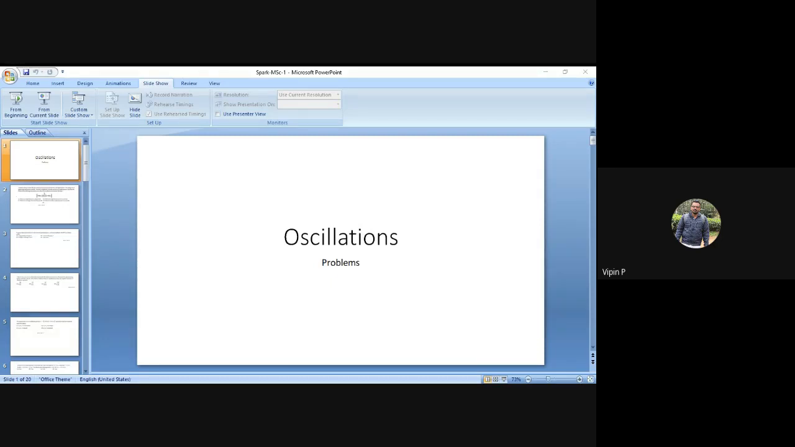Option A, motion is simple harmonic and periodic. Option B, motion is simple harmonic but not periodic. Option C, motion is not simple harmonic but periodic. Option D, motion is neither simple harmonic nor periodic. Now let's try to understand this problem. I'll draw the system here.